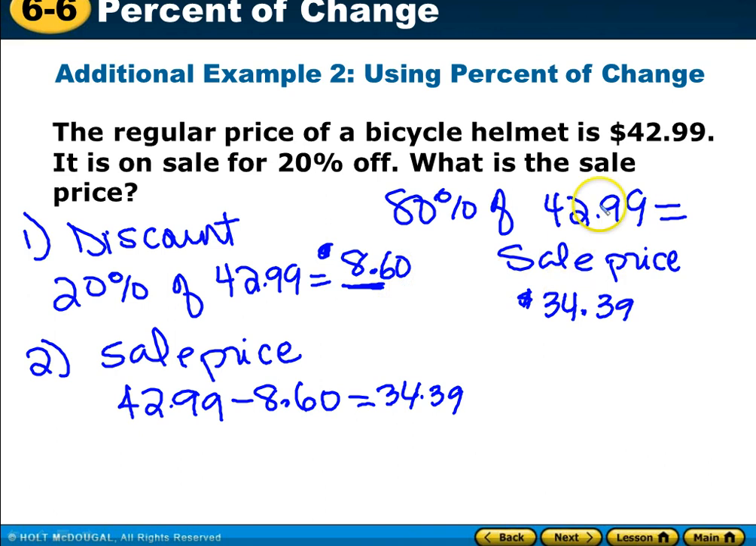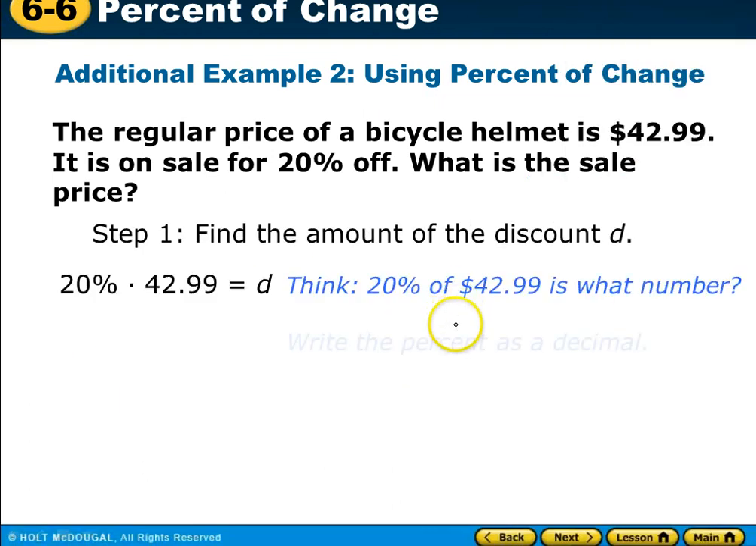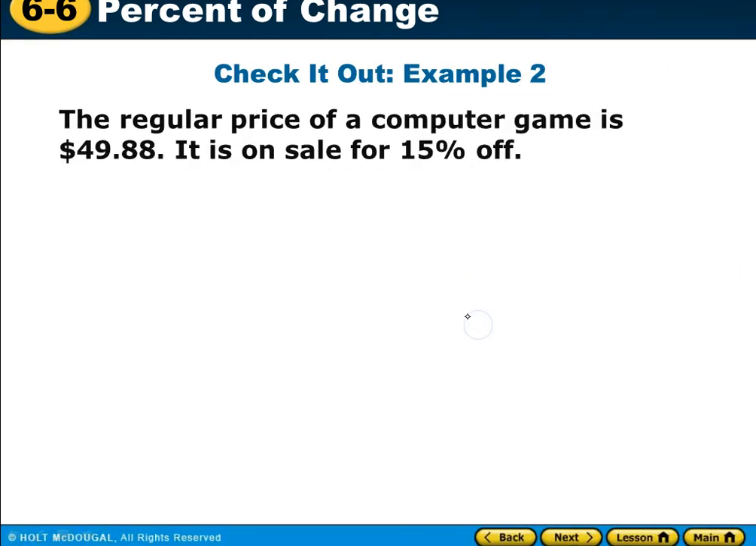Now the only thing I would say, be careful here. It depends on how they ask you the question. Sometimes they might ask you to find the discount, then you want to go this route. And if they ask you to find the sale, then you want to go this route by using the percent, right? Again, 100% minus 20% is 80%, right? Okay, moving on. All right, go ahead and try this one by yourself, and then come back and get the answer.